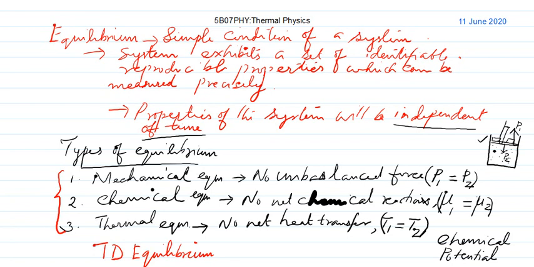We will see that most of the systems that we are going to discuss hereafter will be either in a state of thermodynamic equilibrium or they will be trying to achieve the state of thermodynamic equilibrium. We will discuss those processes in the coming sessions.